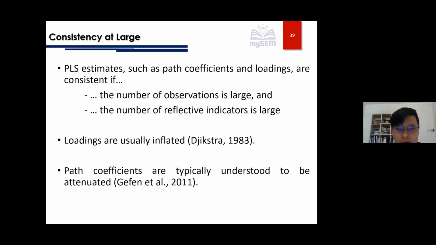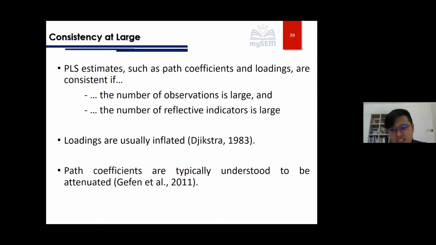Herman Wold himself mentioned that if you want to do a reflective model using traditional PLS, like what we have always done, we assume that we must have a large sample size of observations, and the reflective indicators of your construct must be large, so that your estimation of the reflective model will be consistent, nearly like PLS consistent.